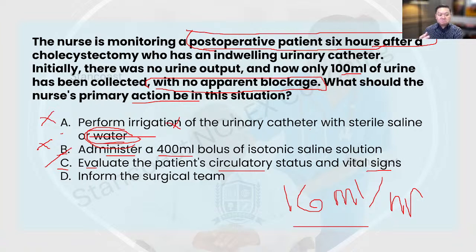And of course, we don't really have that in this scenario. Our goal here is to really identify why the patient is having oliguria. And again, oliguria is a product of not having enough fluid in the vascular system.